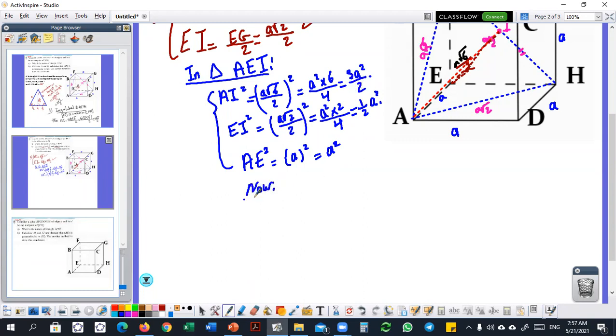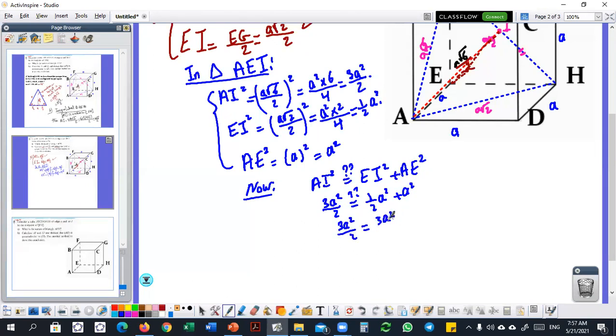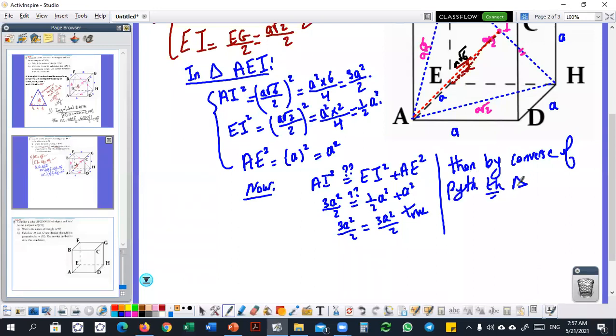Now let's check if AI squared is equal to EI squared plus AE squared. So is 3a squared over 2 equal to half a squared plus a squared? Is 3a squared over 2 equal to 3a squared over 2? This is correct. Then what should we say? By the converse of Pythagoras theorem, triangle AEI is what?